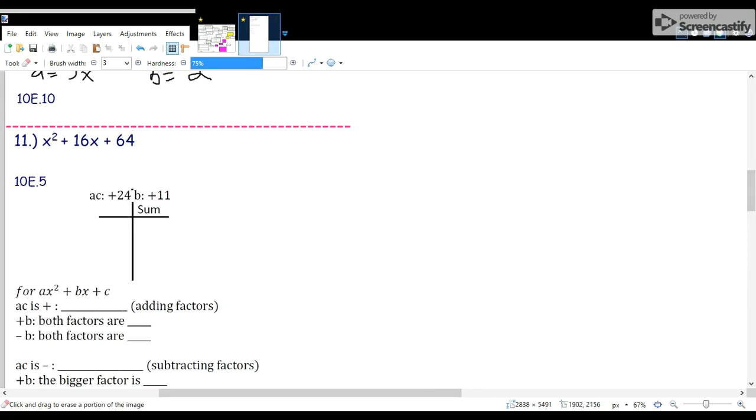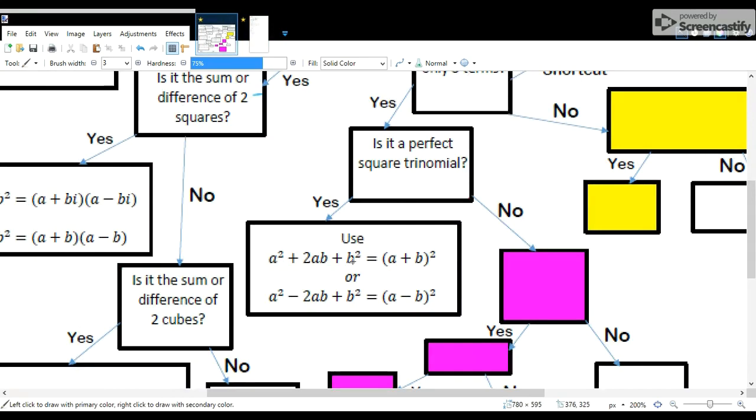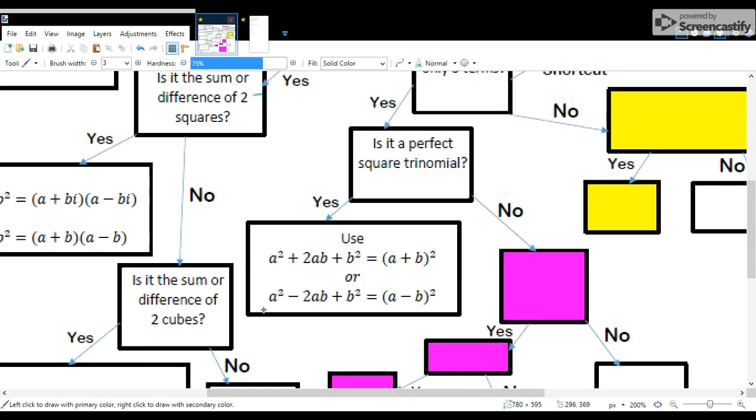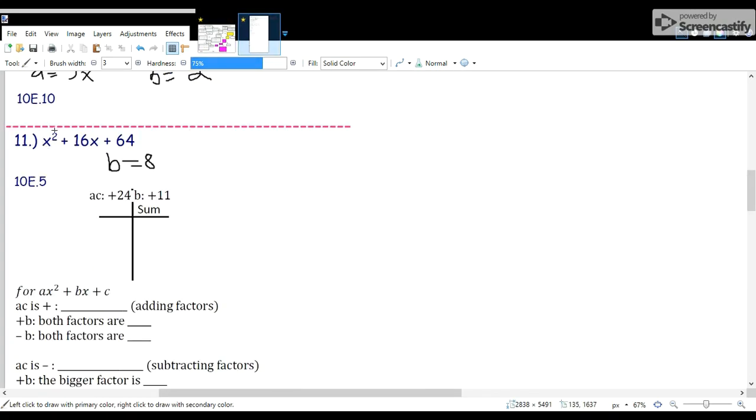So on number 11 of page 5, we have x squared plus 16x plus 64. Well, 64 is a perfect square, so b, in this case, would be 8. And your a squared would be x squared, so your a would be x. So you just plug that into the formula. We have a plus right here, so we have x plus 8, x plus 8, which is the same thing as (x plus 8) to the second power.